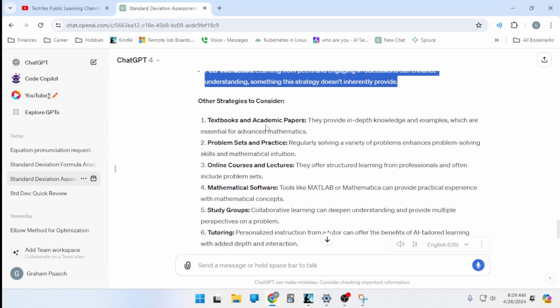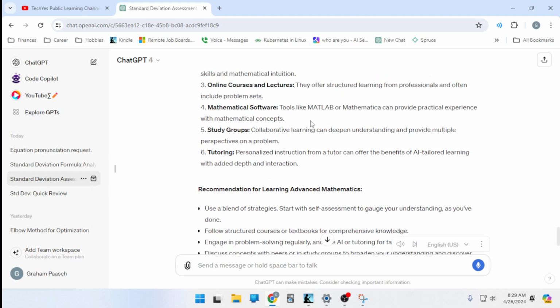Other strategies to consider. 1. Problem sets and practice. Regularly solving a variety of problems enhances problem-solving skills and mathematical intuition. 2. Online courses and lectures. They offer structured learning from professionals and often include problem sets. 3. Mathematical software. Tools like MATLAB or Mathematica can provide practical experience with mathematical concepts. 4. Study groups. Collaborative learning can deepen understanding and provide multiple perspectives on a problem. 5. Tutoring. Personalized instruction from a tutor can offer the benefits of tailored learning with added depth and interaction.